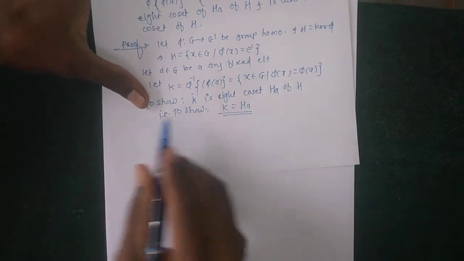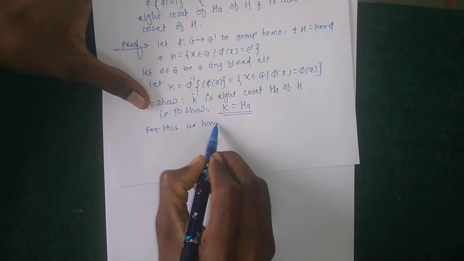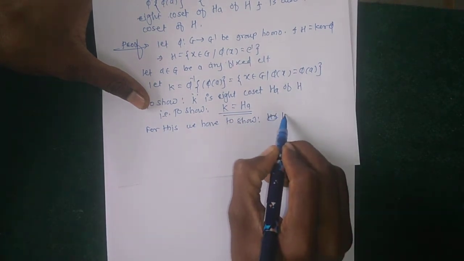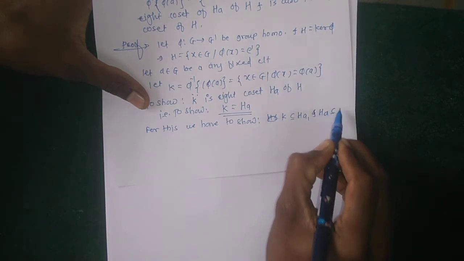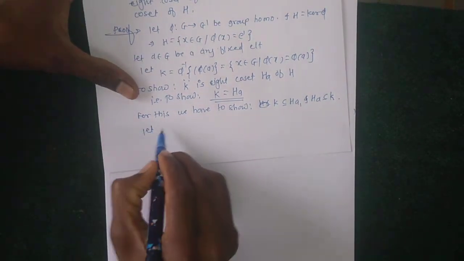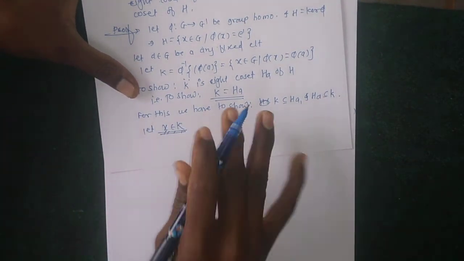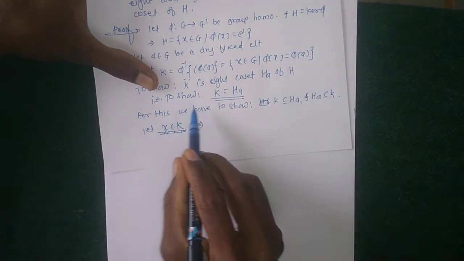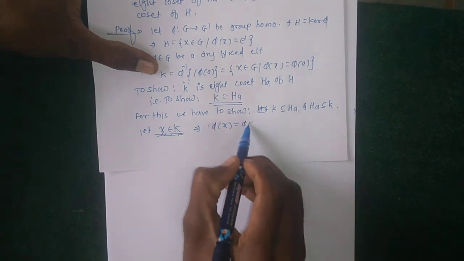So for this we have to show K is a subset of HA and HA is a subset of K. Okay, so let us choose any one element from G. Let x belong to K, which implies that x belongs to this set K, which implies that phi of x equals phi of A.